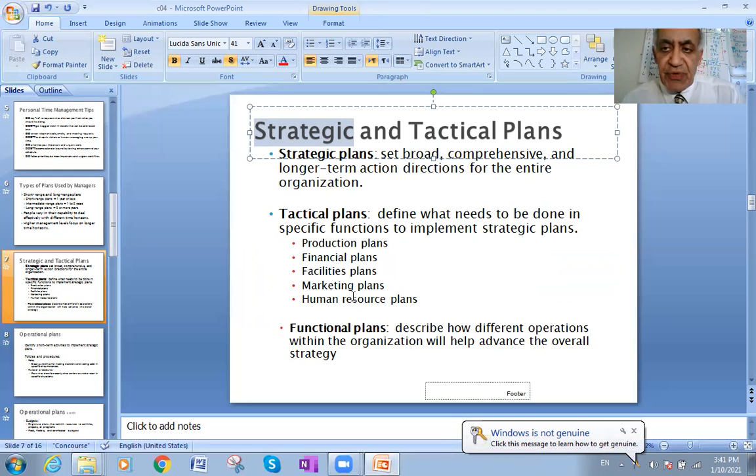A new branch for your shop is a strategic plan. If you make a mistake in this plan, then everything will collapse. So everything will go down. So a mistake in the strategic plan will lead to a big problem for the organization.